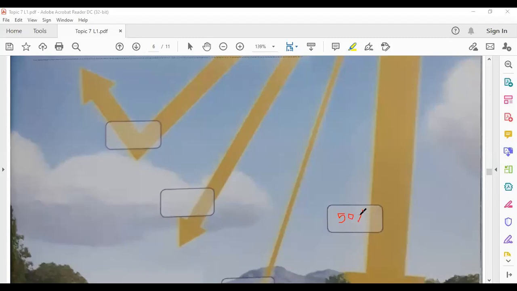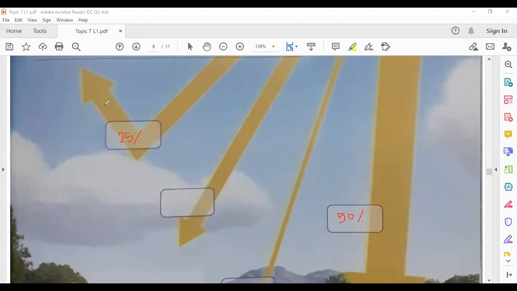Okay, what should we write here? Which one? This one. Oh, okay. It's reflected by gases. Okay, what is the percentage reflected by the clouds? 25%. But reflected, not absorbed. Reflected by the clouds. Here, look, it means reflection.